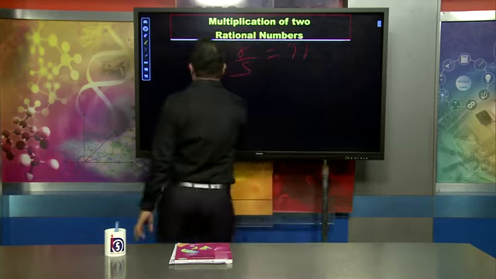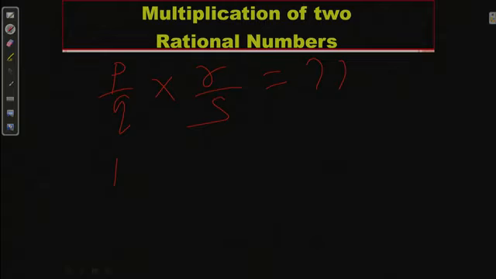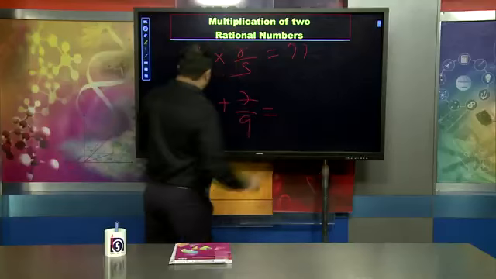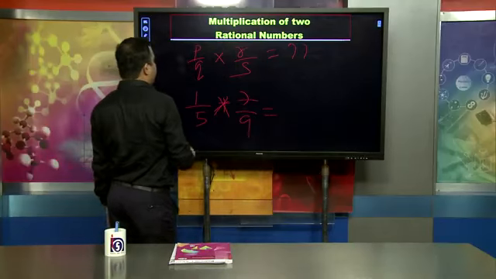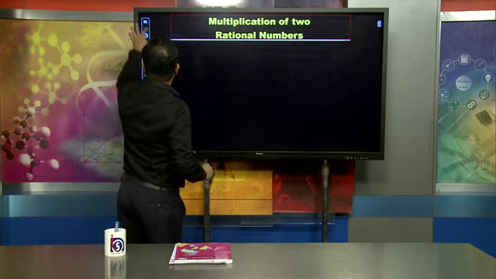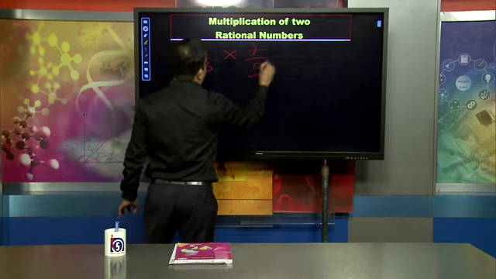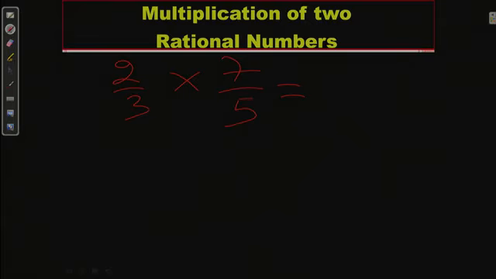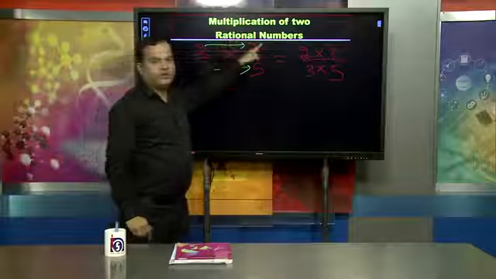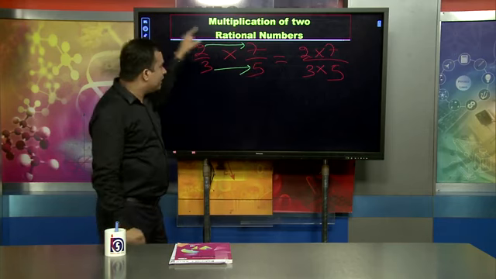For example, suppose 1 by 5 plus 7 by 9. How do we find it? Multiply, sorry, this is multiply. Again suppose 2 by 3 multiply with 7 by 5. This is the multiplication of two rational numbers. What will be the product? 2 into 7 divided by 3 into 5. Simply, 2 multiply with 7, 3 multiply with 5. That means numerator multiply with numerator, denominator multiply with denominator. Then you will find the value.